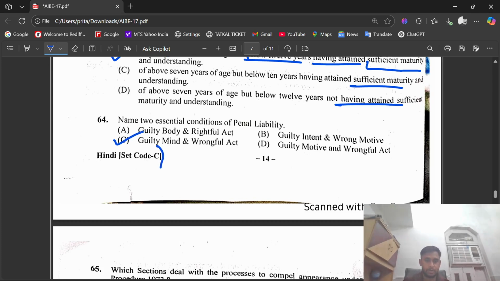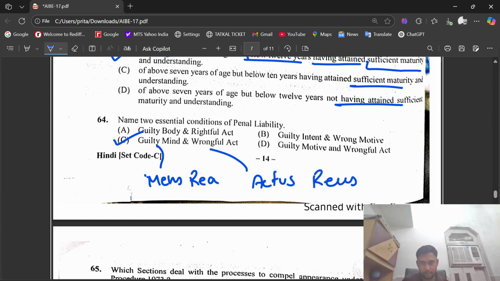Mens rea, actus reus. ओके, ये दो चीज रिक्वायर्ड होती है किसी भी एक्ट को ऑफेंस में कन्वर्ट करने के लिए. गिल्टी माइंड एंड रॉन्गफुल एक्ट की उसने अपराध सोचा भी, उसने अपराध किया भी. ओके, सो टू एसेंशियल कंडीशंस ऑफ पीनल लायबिलिटी.